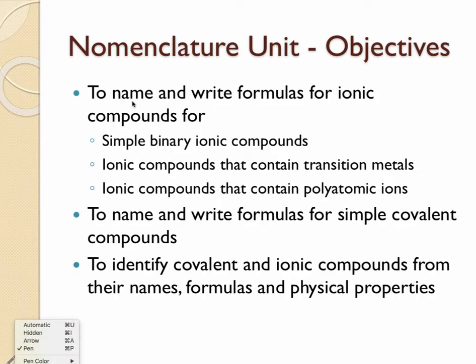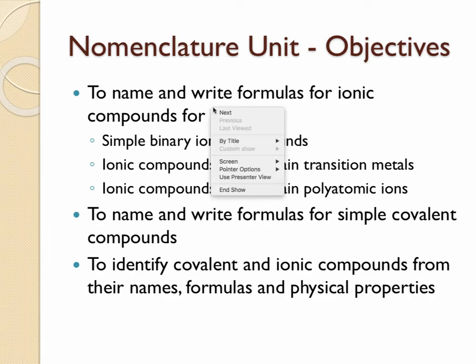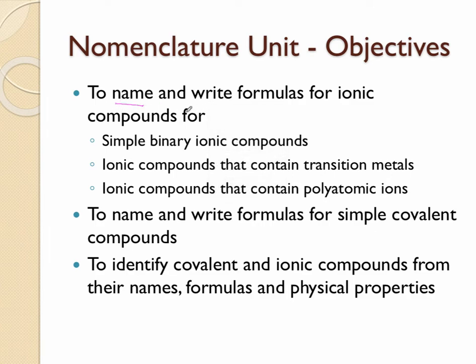Okay, this unit is to name and write formulas for ionic compounds. This includes simple binary ionic compounds, that just means two elements involved, ionic compounds that contain the transition metals, that's the middle part of the periodic table, and ionic compounds that contain something called polyatomic ions. As the name implies, there's more than one atom in that ion.